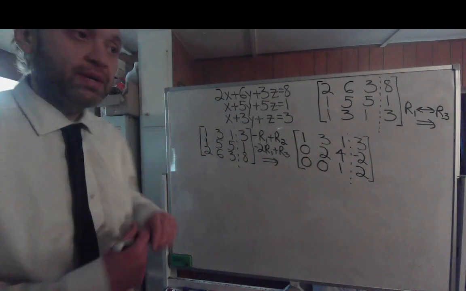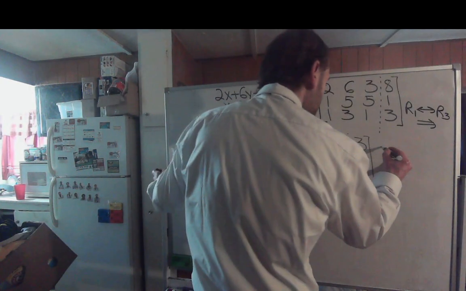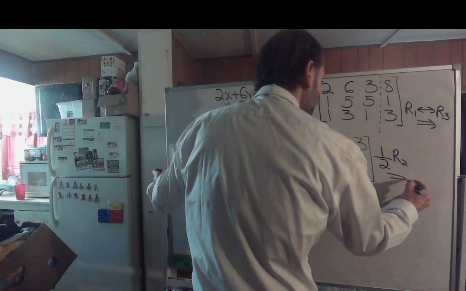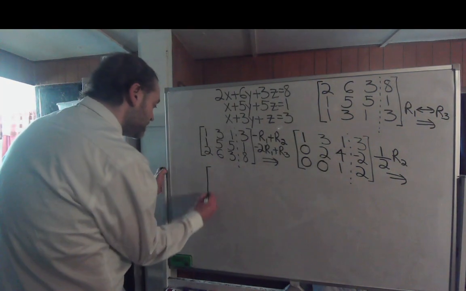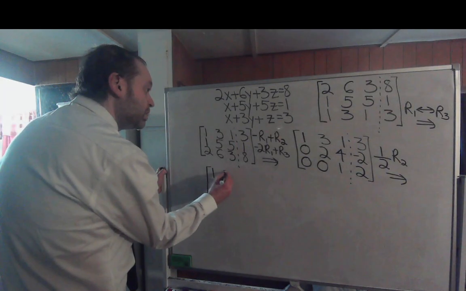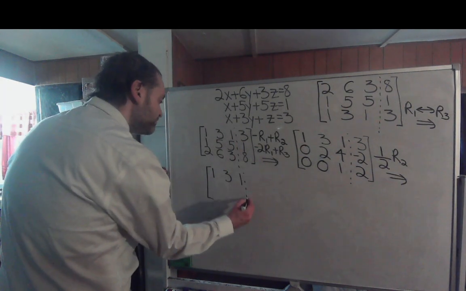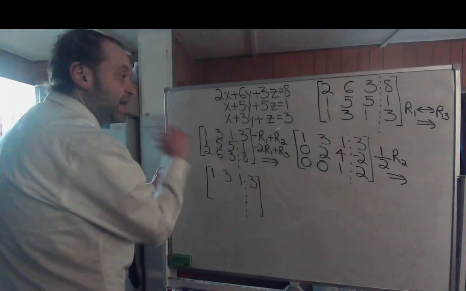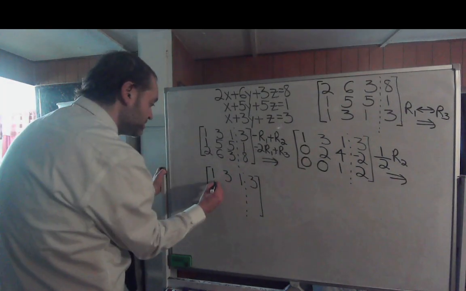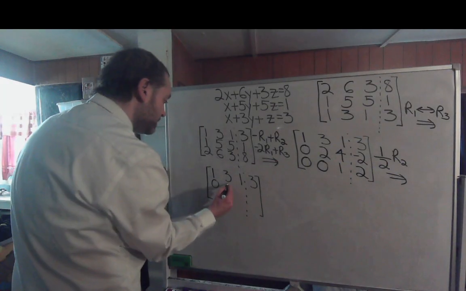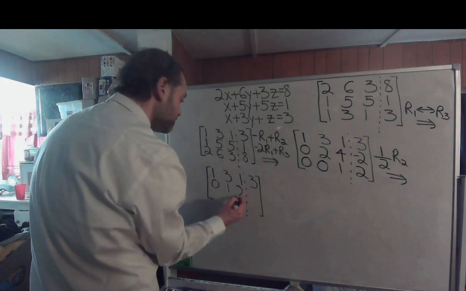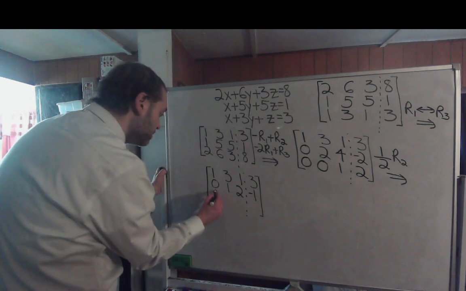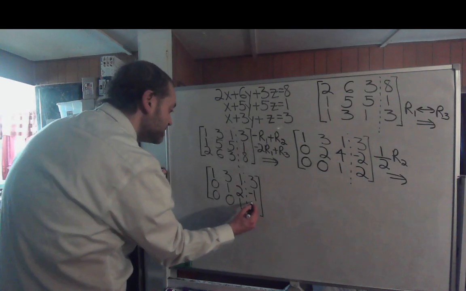Since it's a 2, that means we need to take half of row 2. So take 1/2 times row 2, get your new matrix. So leave row 1 alone. You have 1, 3, 1, and 3. Now half of row 2, so half of 0 is still 0. Half of 2 is 1. Half of 4 is 2. Half of negative 2 is negative 1. Then leave your third row alone. You have 0, 0, 1, and 2.